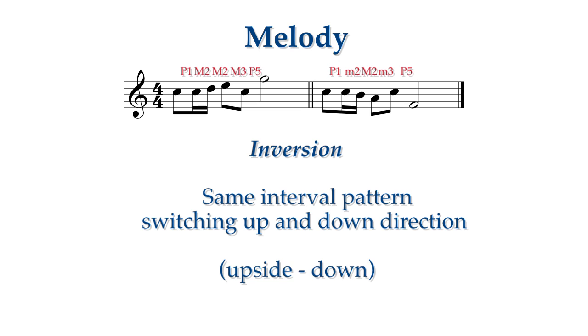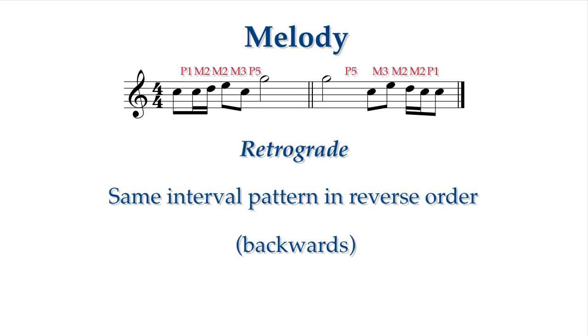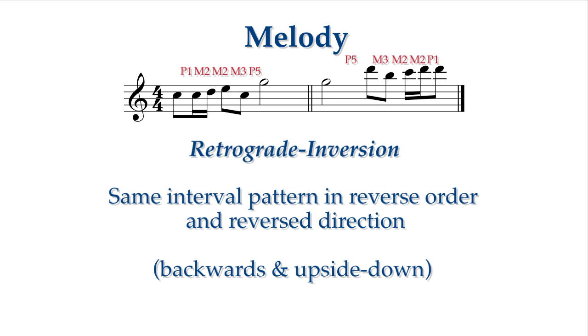Inversion. The interval between each successive note is preserved, but the direction of movement is reversed. You can think of this as upside down. Retrograde. The interval pattern of the successive notes of the melody is reversed. You can think of this as backwards. Retrograde-Inversion combines retrograde and inversion, in other words, backwards and upside down.